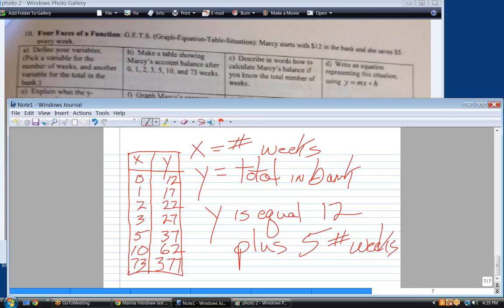In other words, we could have figured out the 73 by doing that. We could have said that after 73 weeks, she's going to have a balance of 12 plus 73 times 5, and we would have gotten that same answer, 377. You and I constructed this table a little differently, but not that different. We just did the difference between the previous weeks. You can do these things any way you want, but the amount she has in the bank is going to equal $12 plus the number of weeks times 5.